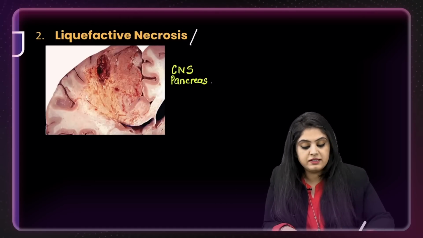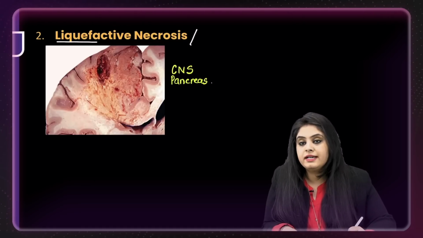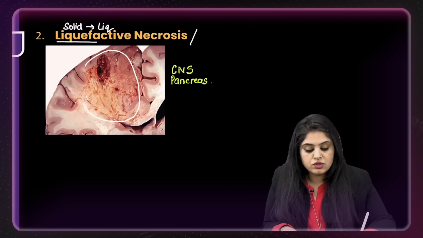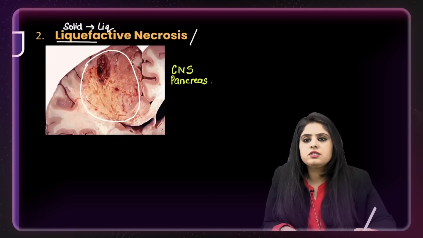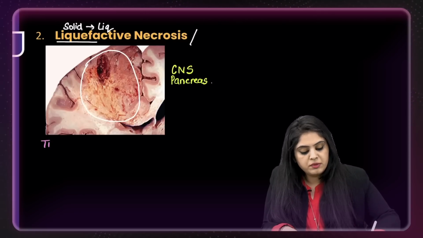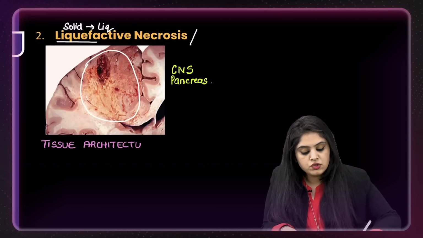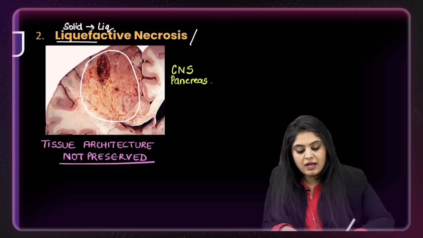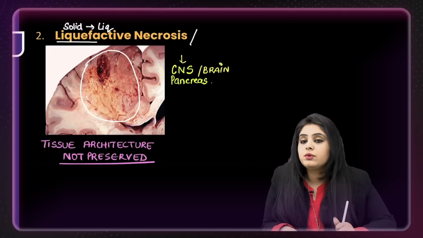So what is the meaning? If I talk about liquefactive, something is going to become liquefied, right? So when a solid organ like the brain is becoming liquid, can I basically say that the tissue architecture is preserved? Look at this area, it's becoming a little liquidy. Not at all. So please remember that this is the difference between coagulative and liquefactive. The tissue architecture is not going to be preserved. So let's take some examples. For example, you have the CNS, or I'm saying brain. For example, you have something to do with a stroke. So this is what is going to happen in the brain.